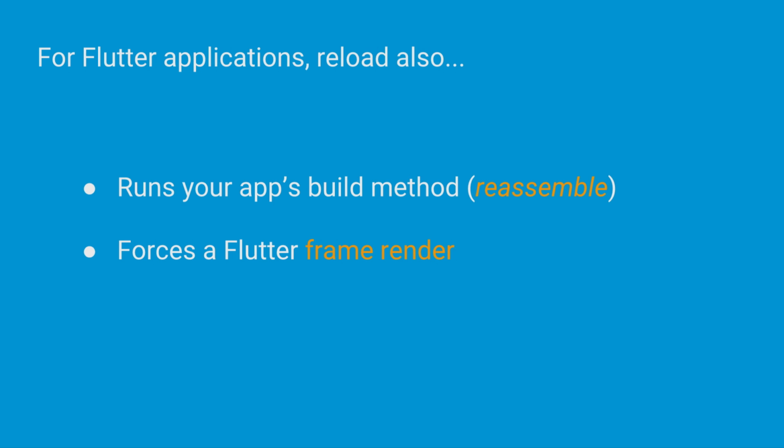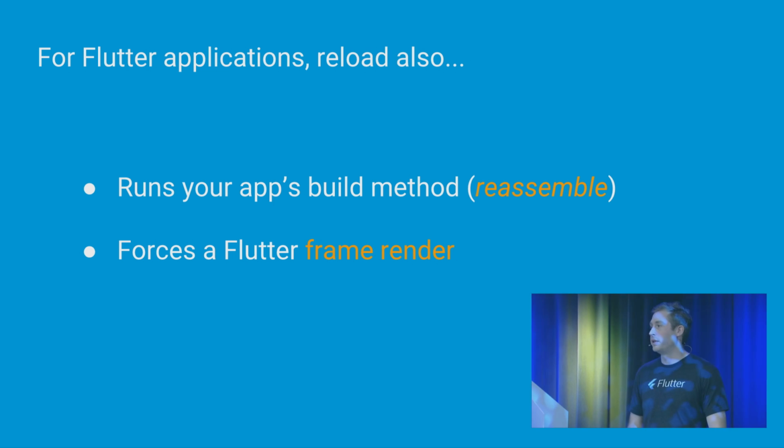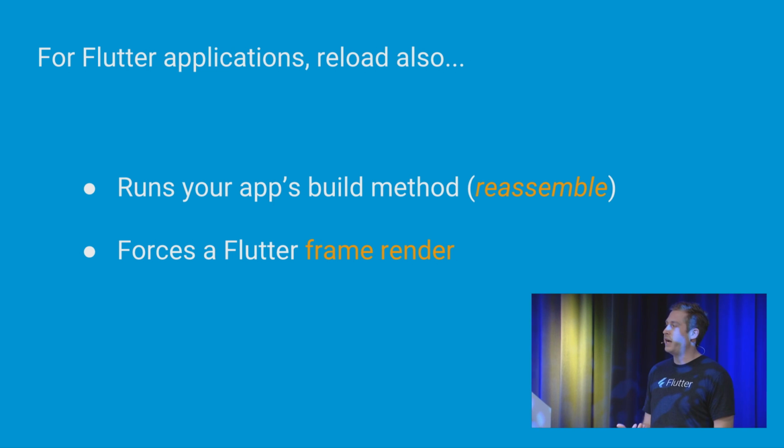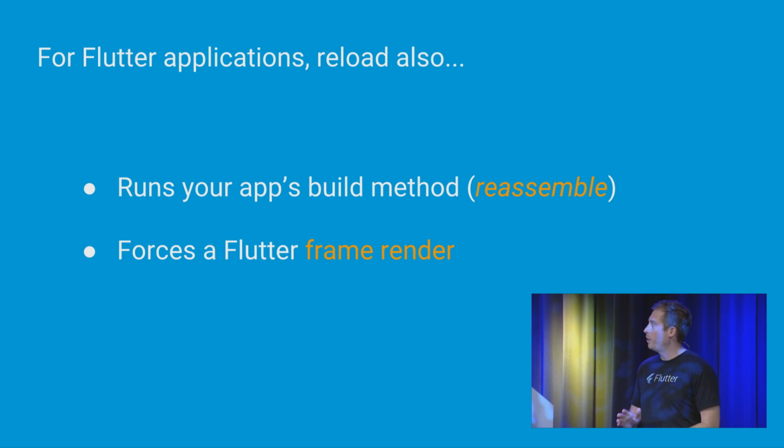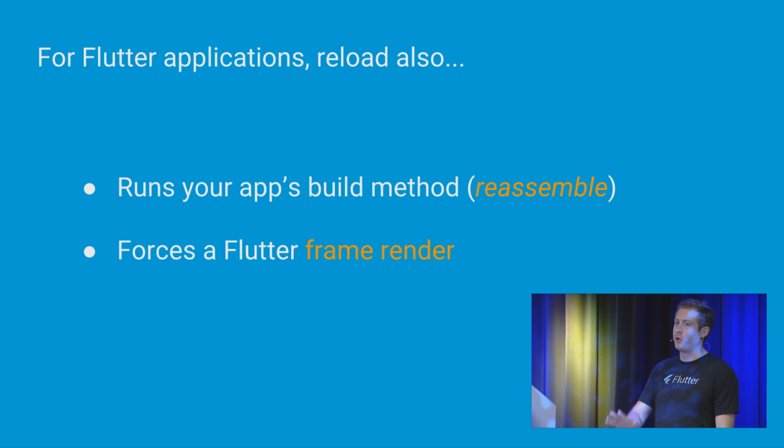So now for Flutter applications, we follow up reload with a couple extra steps. The first is that we ask the Flutter app to reassemble itself. And what this means, practically speaking, is just all of your build methods get reinvoked. So the new widget tree gets passed down to the renderer, and that gets rendered on the screen. And we just follow that up again with a forced frame. So this is how we get the Flutter app, after reloading the code, to reassemble the UI.